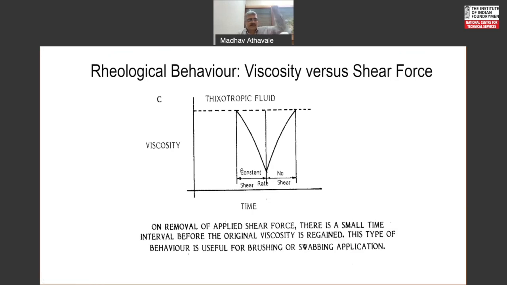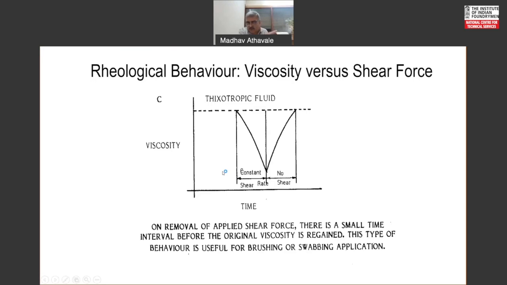shear is applied. So imagine you are dipping a brush into the coating pot, and as soon as you dip it inside, the viscosity drops, relatively slowly. It doesn't drop suddenly. And the coating comes onto the surface of the brush. Now, once you take the brush out of the coating, there is no shear being faced by the coating, so it freezes.